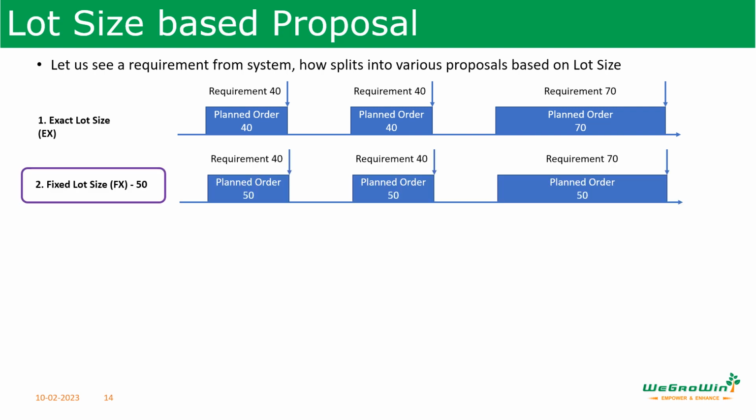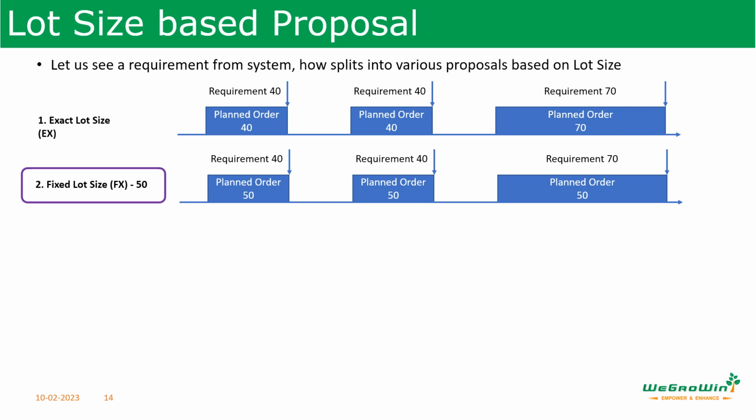Now let us think of the fixed lot size. If the fixed lot size is defined as 50, then for a requirement of 40, the system has given a planned order of 50. In the second period, again there is a requirement of 40, but earlier we had a planned order of only 50, so there is a shortage. But we defined fixed lot size 50, so the system gives another planned order for 50.